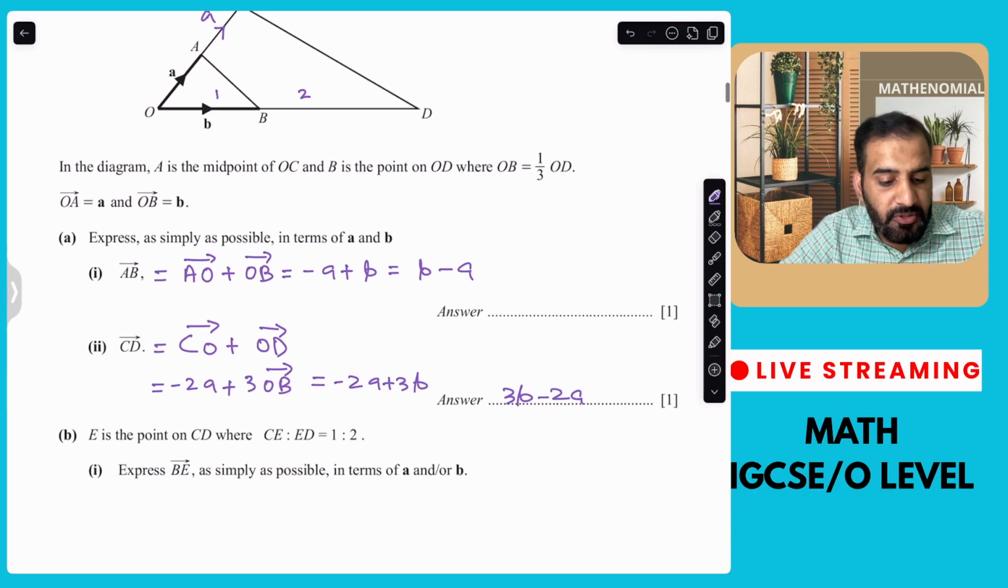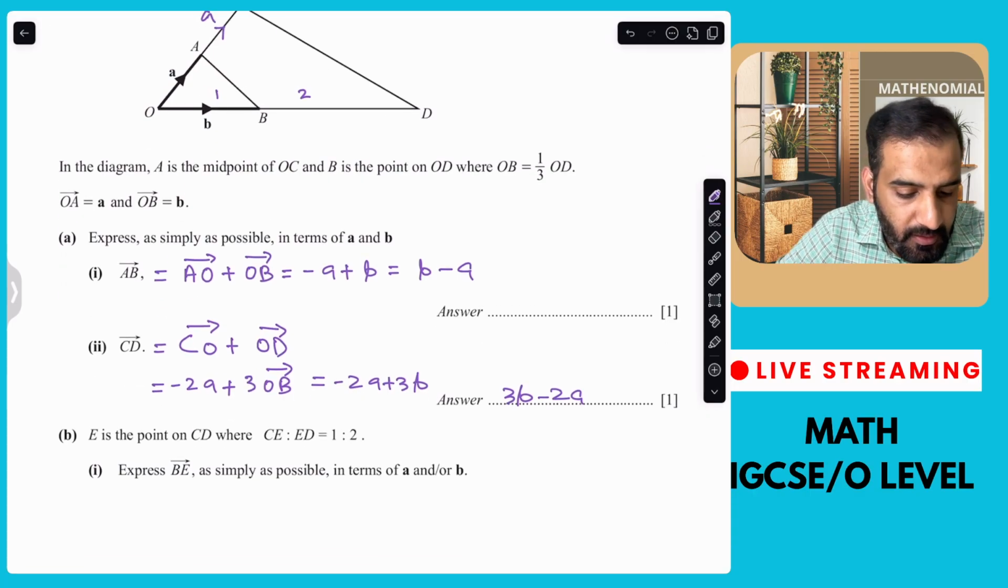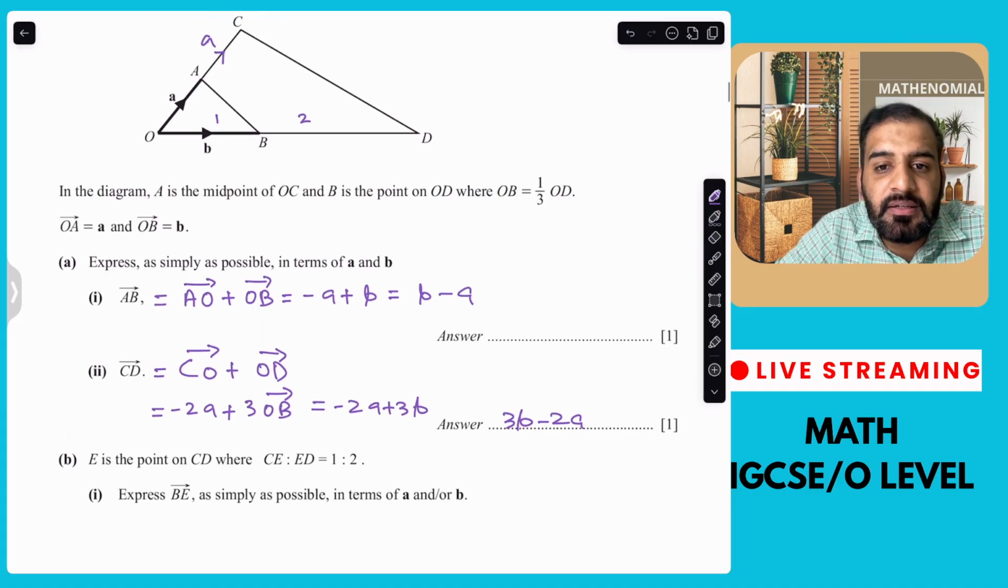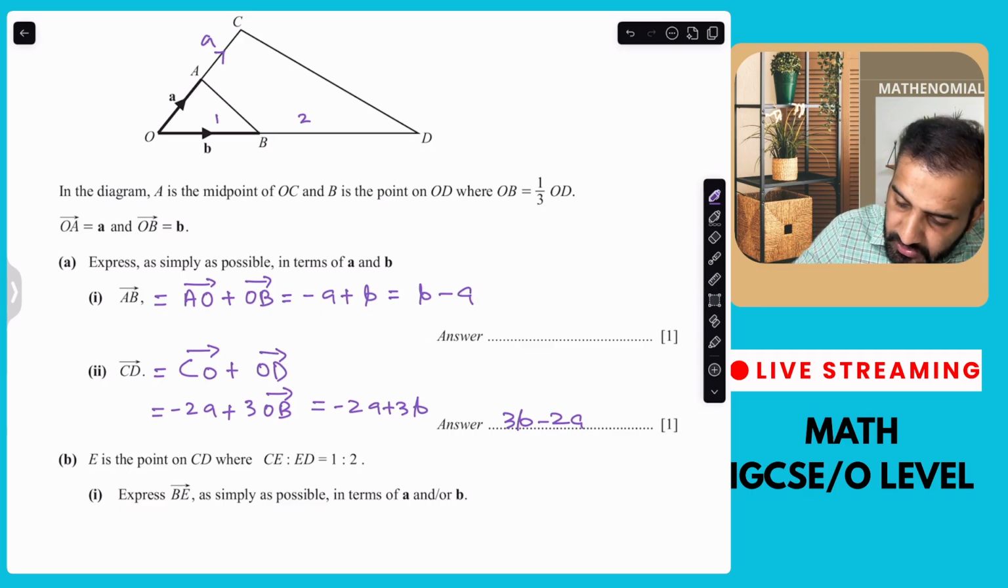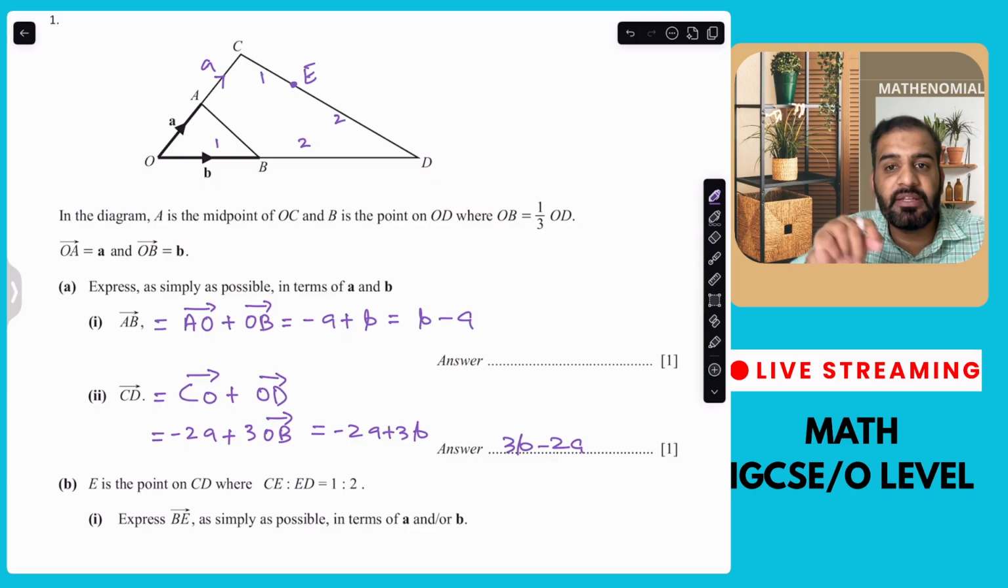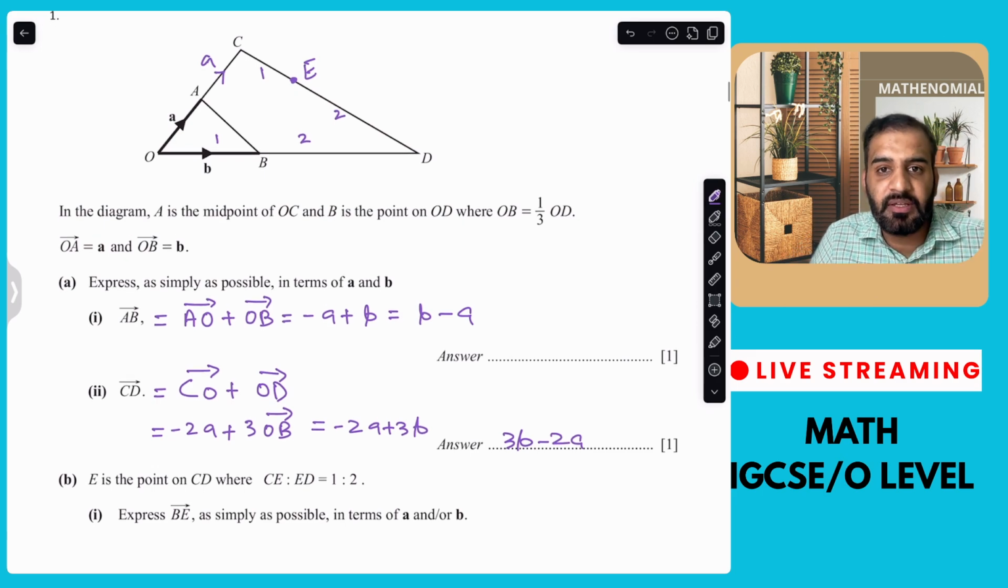E is the point on CD, where CE to ED is 1:2. So E is the point on CD, let's call it here. CE to ED is 1:2. Express BE as simply as possible in terms of a and or b.